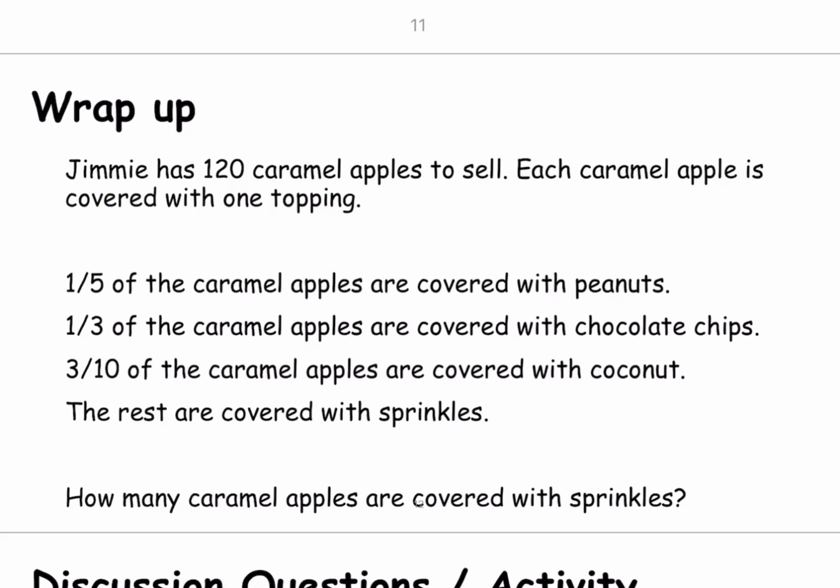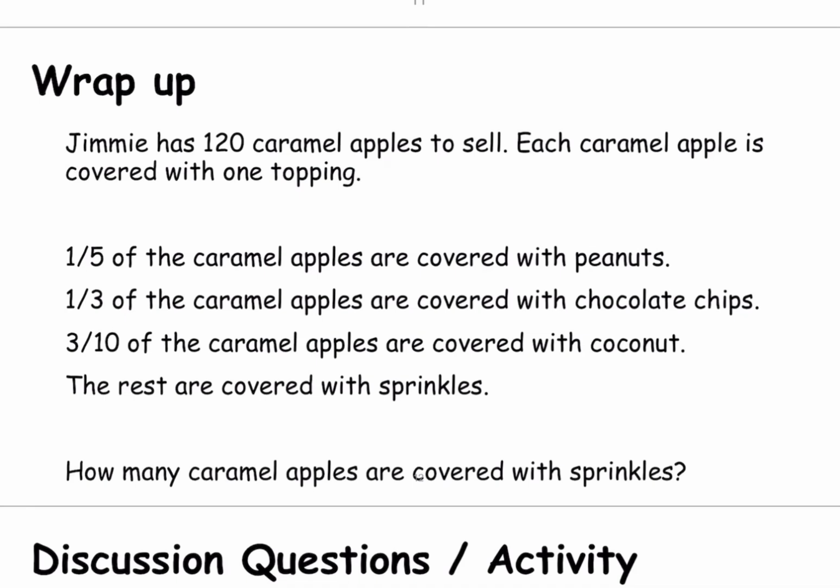Jimmy has 120 caramel apples to sell. Each caramel apple is covered with one topping. So 1/5 of the caramel apples are covered with peanuts. Let's see if we can solve this information here.